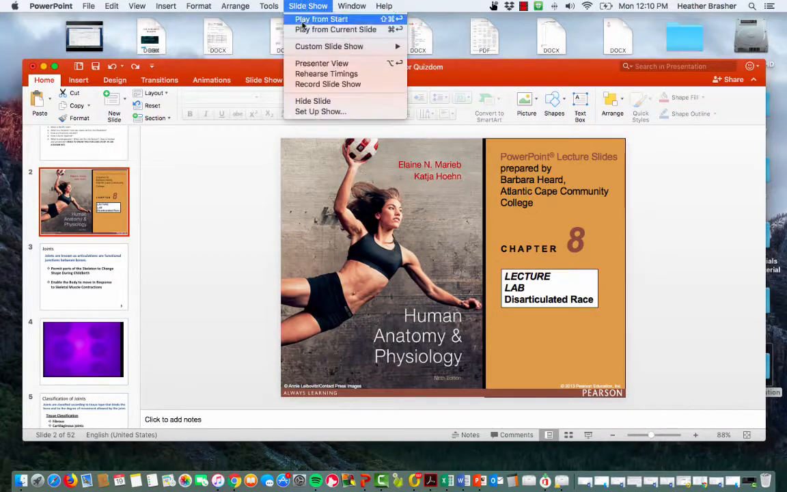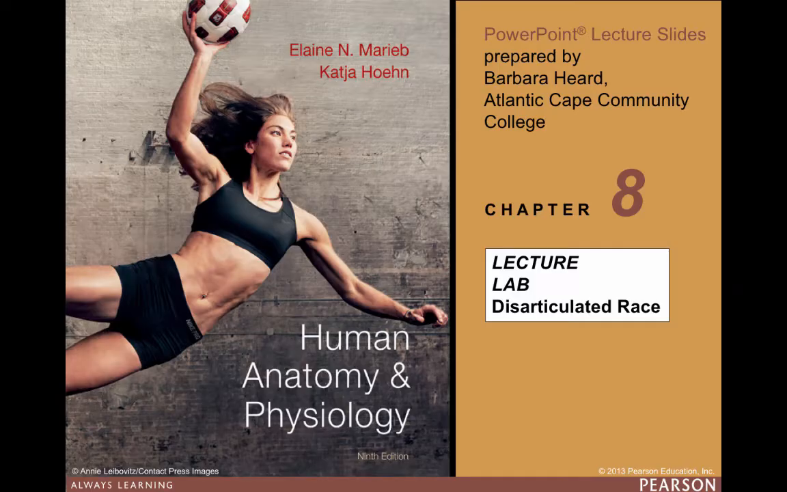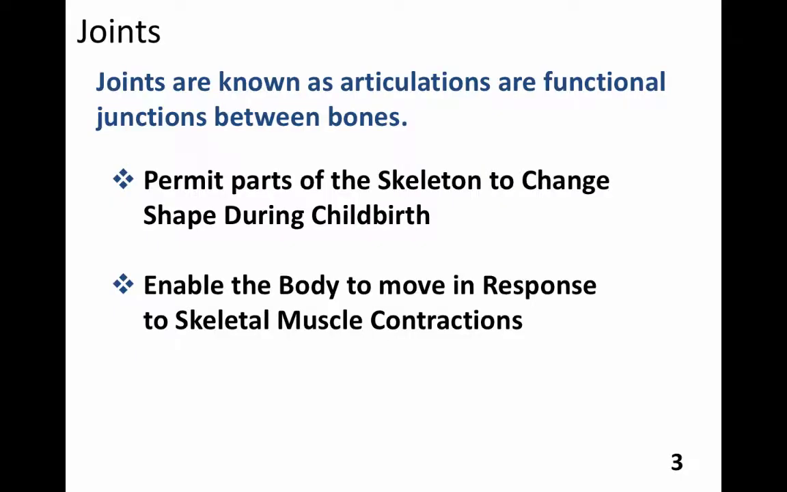Hi guys, so we are going to be going over Unit 10 today, and it's going to be over articulations, otherwise known as joints. So basically joints are functional junctions between bones, and they allow parts of the skull to change shape during childbirth. Once we ossify, that's what ends up being sutures later.